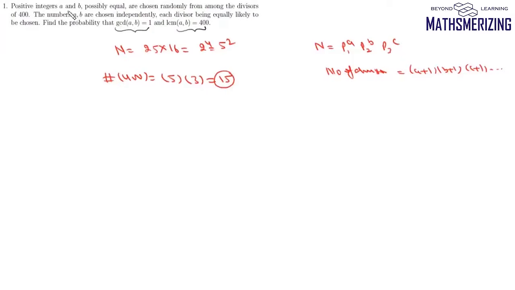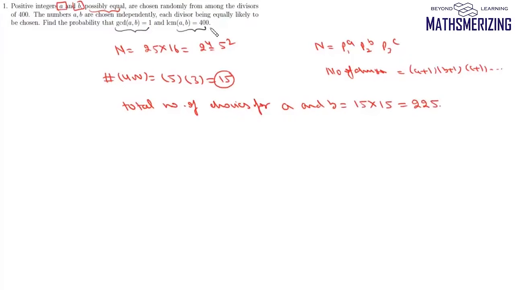Now it says two positive integers A and B are chosen from these 15 divisors and they can be possibly equal. So that means we can choose one number more than once. So we'll find the total number of choices for A and B. First we look at the total number of choices for A. We have 15 choices for A, and the same way we have 15 choices for B. So altogether we have 225 choices.